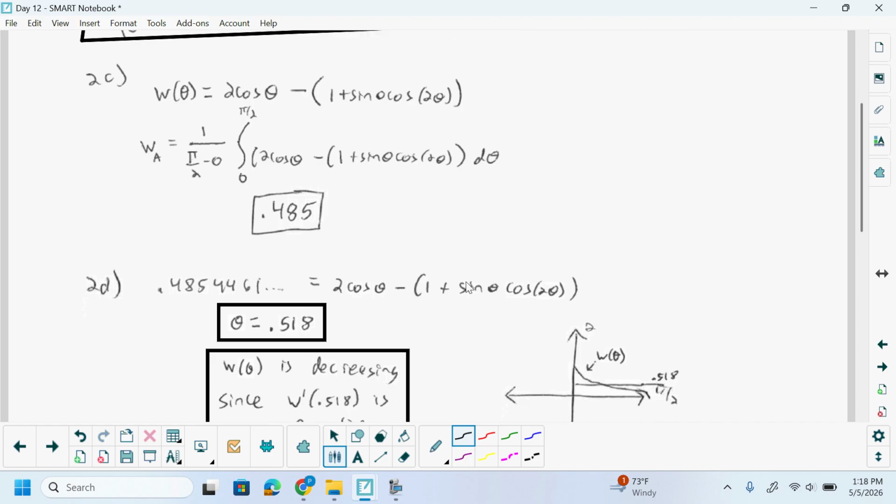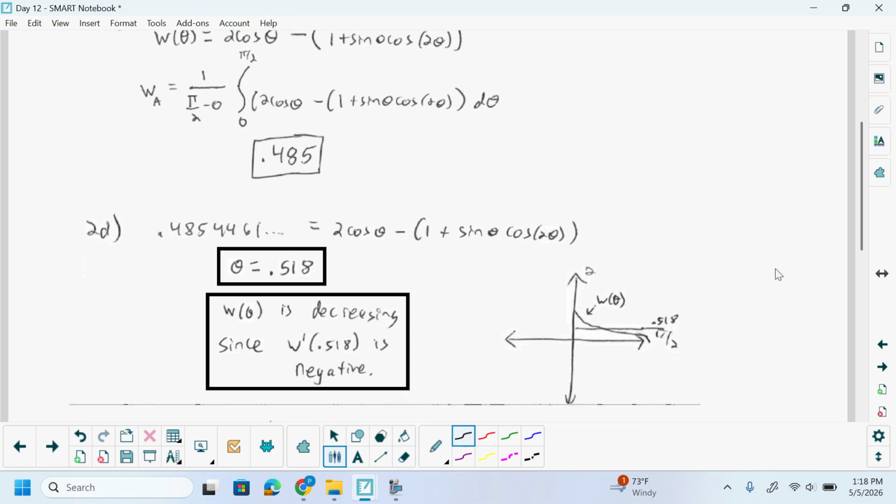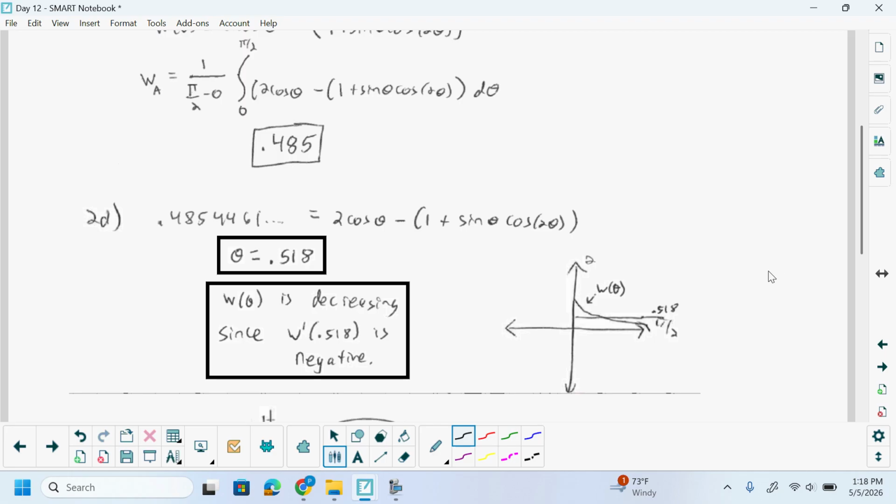So in 2D, the left side is just the non-rounded version of my answer in 2C. On the right side, I have my W of theta expression, and then you're just solving that in a graphs page, putting in like theta for x, and you get the 0.518.